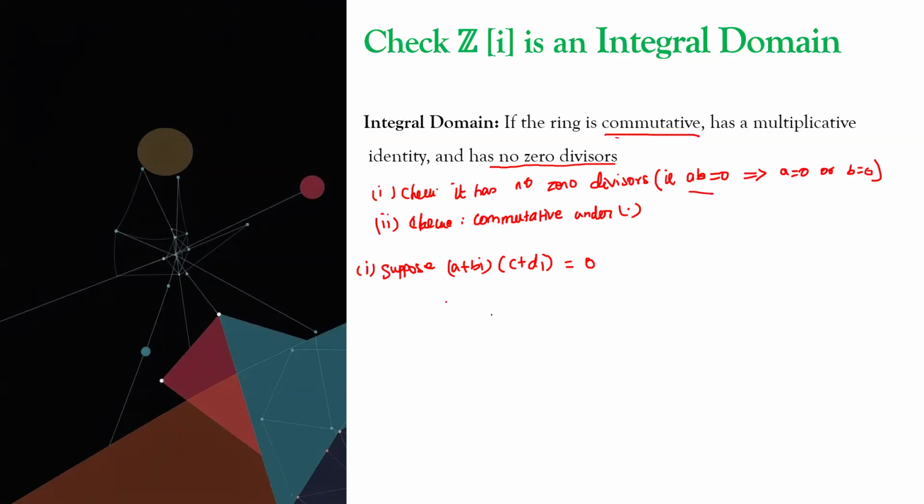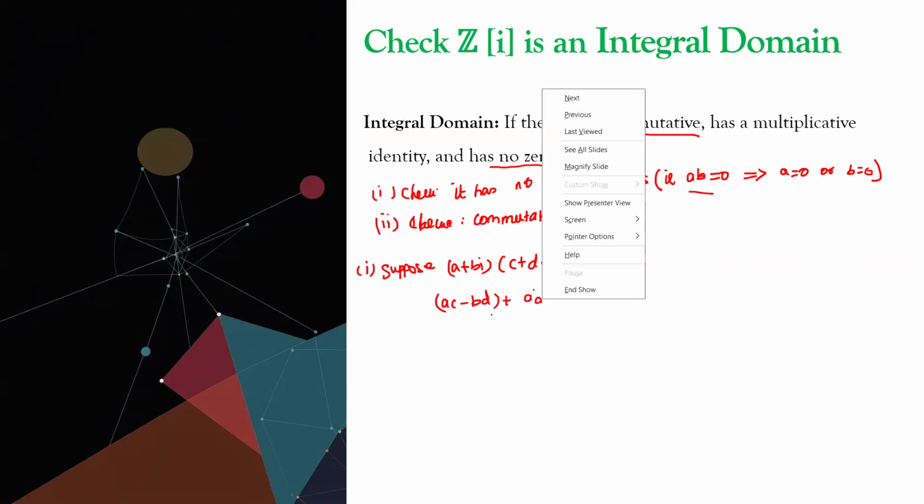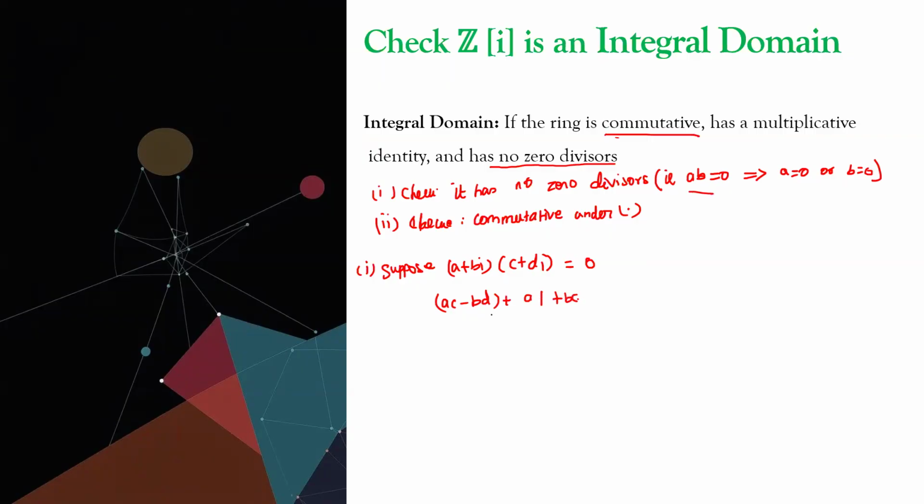By multiplying these two, we get AC minus BD plus AD plus BC I equal to 0. 0 can be written as 0 plus 0I. Now, comparing both sides, we will get AC minus BD equal to 0 and AD plus BC equal to 0. So, from the second equation, we can rewrite AD is equal to minus BC.